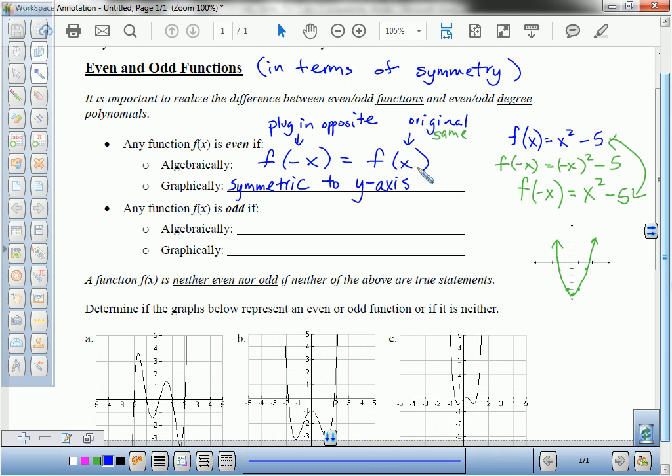Okay? Now, the next symmetry we're going to study is odd. Algebraically, if we plug in a negative x, what happens is we get the opposite of the original function. It's not the same. So when you plug in the opposite, every term switches to the opposite.